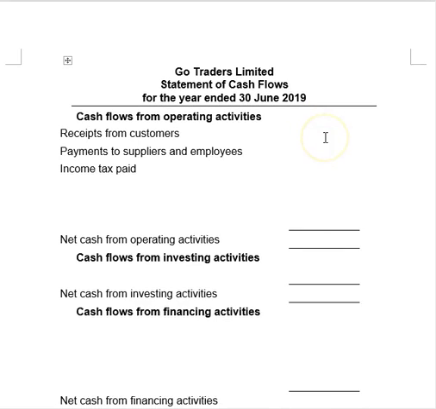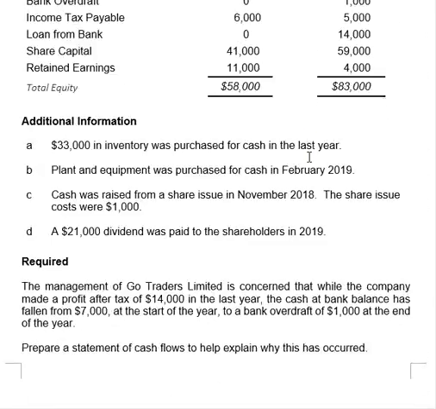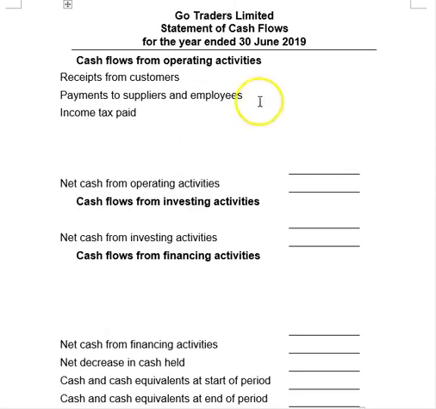In this video, I'm going to teach you the format of SOCF and I'm going to demo a question for you. Okay, so this is the basic format of SOCF.